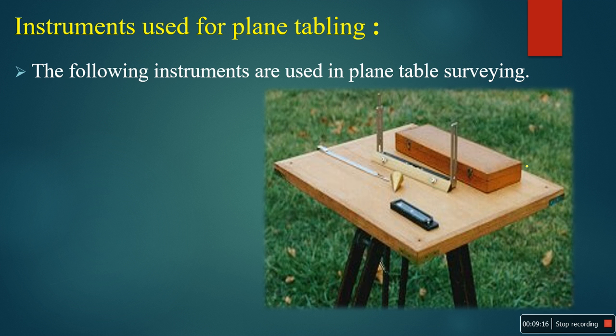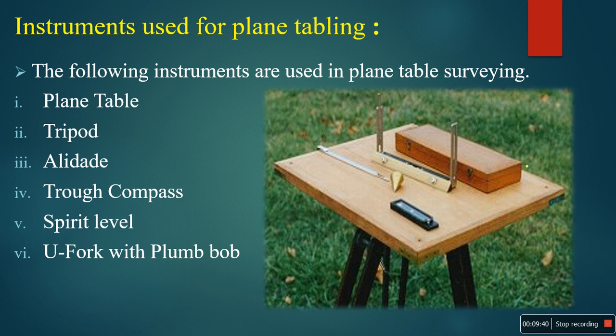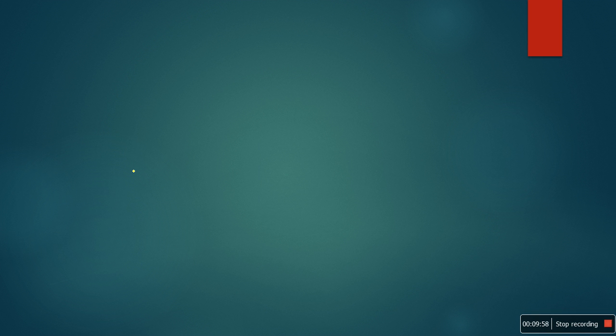Some of the important ones: first is the plane table, second is the tripod, which is for attaching our plane table on top of it. There are three legs, that's why it is called a tripod. The next one is a lead aid, then the trough compass, then the spirit level, and last the U fork with a plumb bob. These are some of the instruments used as plane table accessories. Next we discuss the uses of these instruments in detail.